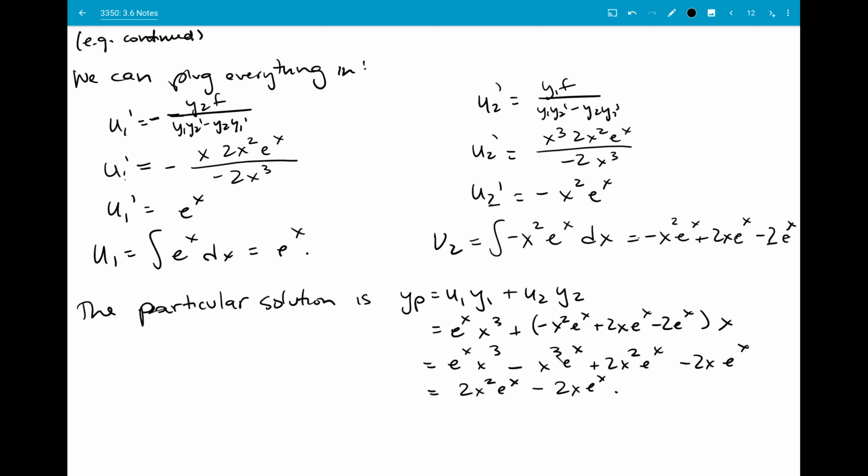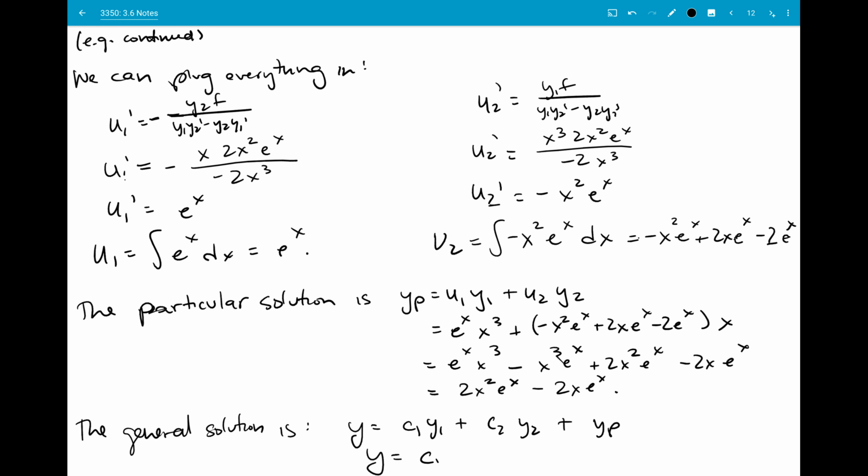And so we would say now that the general solution puts everything back together. y equals C1 times y1 plus C2 times y2 plus yp. Or y equals C1 x cubed plus C2 times x plus 2x squared e to the x minus 2x e to the x.